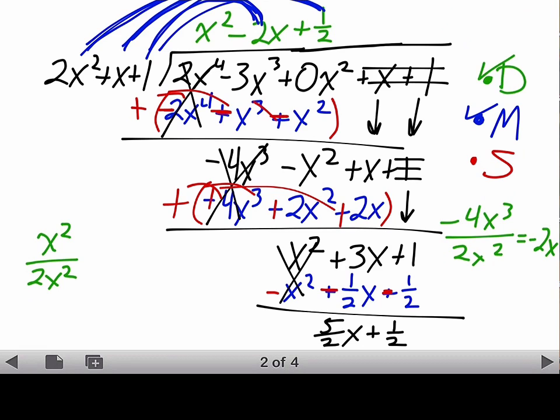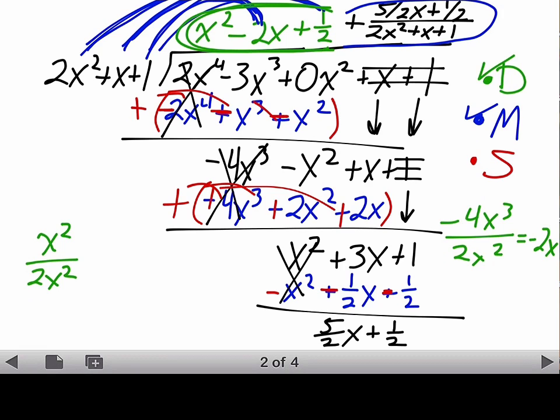We can write this, if we want, as the final answer, x squared minus 2x plus 1/2 plus 5/2 x plus 1/2 divided by 2x squared plus x plus 1. And what we have here is quotient plus remainder over divisor, just like that mixed number.